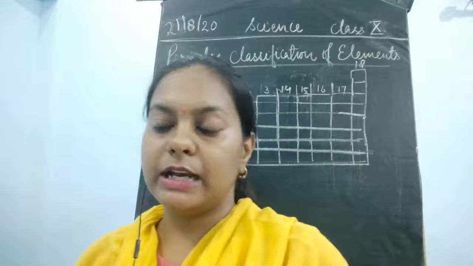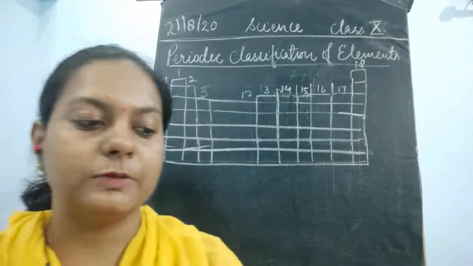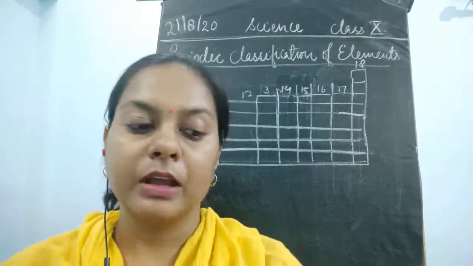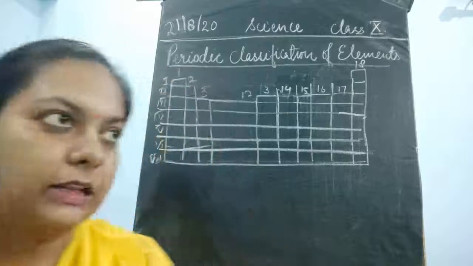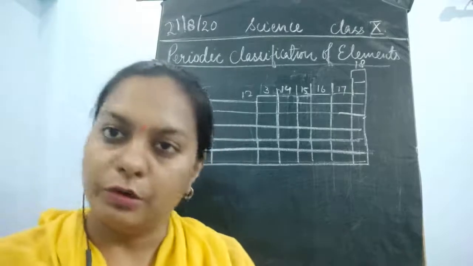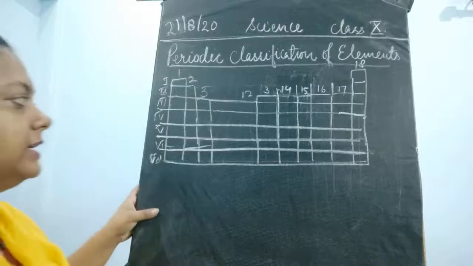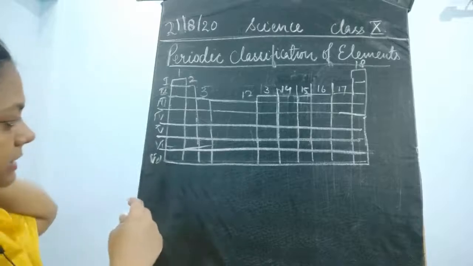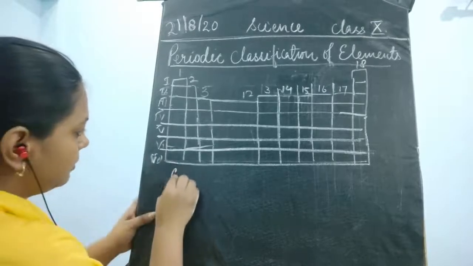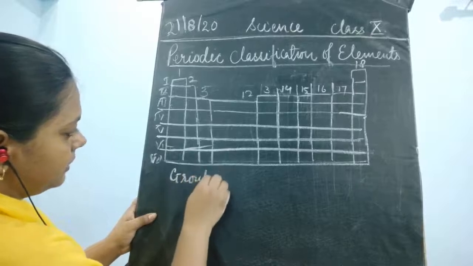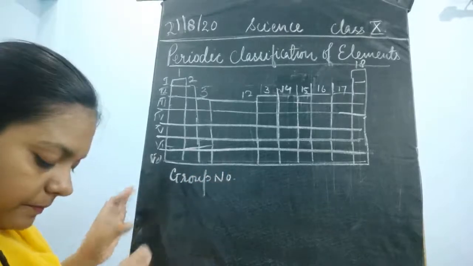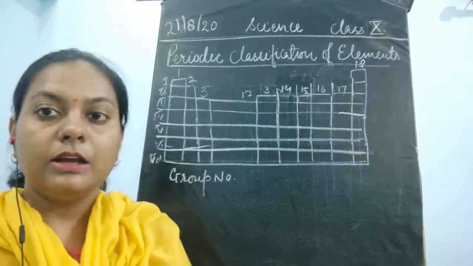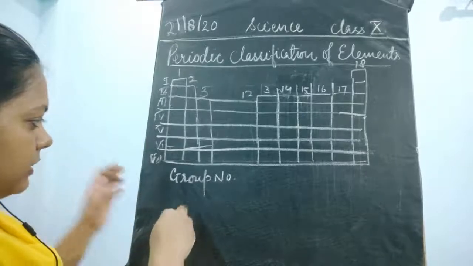Now I just wanted to tell you how to solve the numerical based upon this periodic table and how you will fill in the elements by finding the period number and the group number. Okay, now what you have to do, the most important thing for this chapter, for finding out the numerical, is that you have to find out the group number and the period number. Okay, so the next thing you have to find out is the period number. Okay, how will this be found? Let us see this.